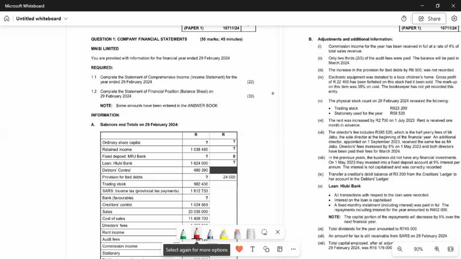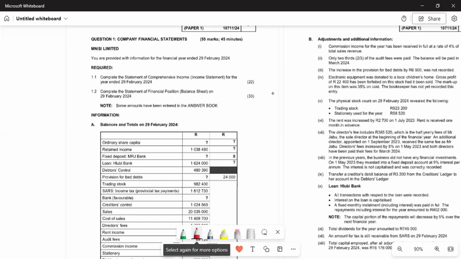So in this video, we're going to be doing question 1, which is from your prelim paper, the 2024 Gauteng prelim paper. Now, in question 1, we're going to be looking at financial statements, and we're going to be preparing 2 financial statements in this video. So first, we're going to start with the income statement, then prepare the balance sheet. So now, let us start with the income statement.